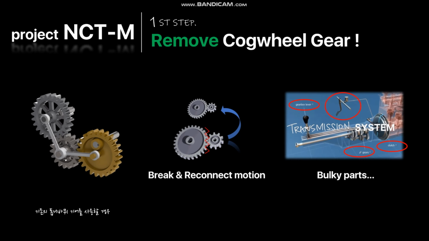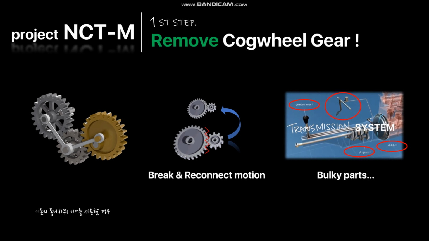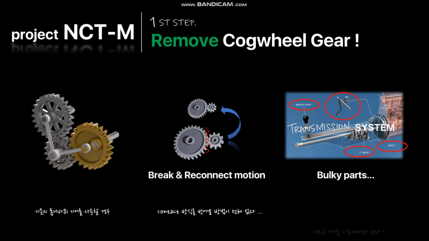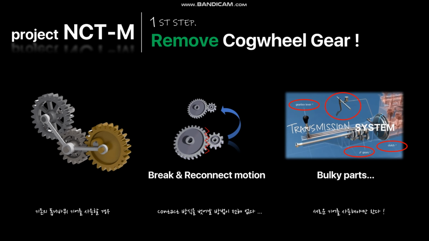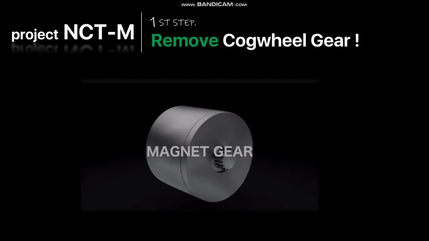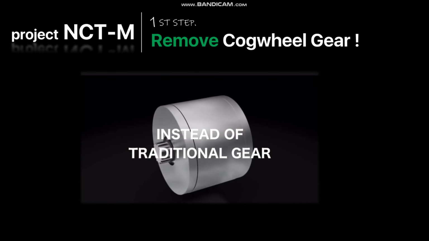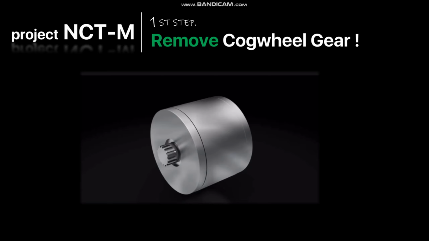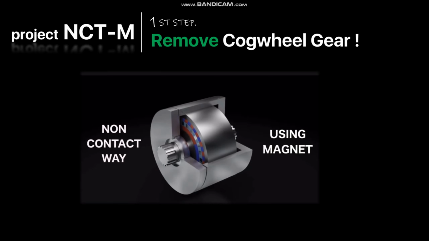Project NCT-M's first step was removing the cogwheel gear. To make a non-contact system, we thought we have to remove the cogwheel gear. If we use the cogwheel gear again, we have to do these motions again, and bulky parts again. So we decided to use a new gear, and we found out a magnetic gear. We will use magnetic gear instead of traditional gear. It works in a non-contact way, and it works by magnet.